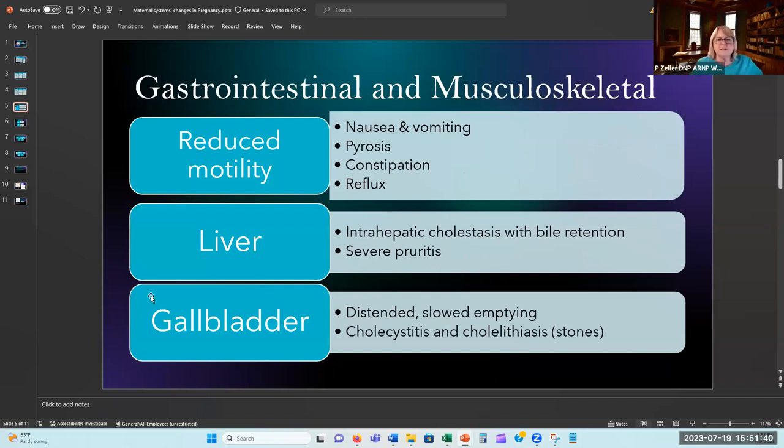The GI system during pregnancy just slows down. Peristalsis, those muscular movements of the esophagus, the emptying of the stomach, and the intestines, all of that slows down. So she's more prone to nausea, vomiting, and pyrosis, which is heartburn. There's less acid, but the food tends to sit in the stomach a little bit longer, so she's more prone to reflux. Her liver slows down in moving the bile to the gallbladder.